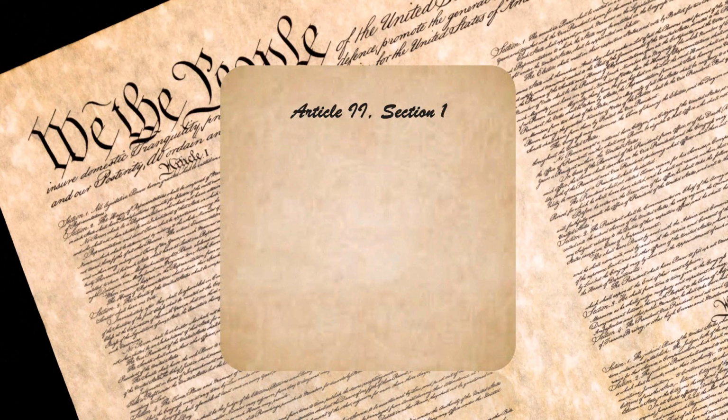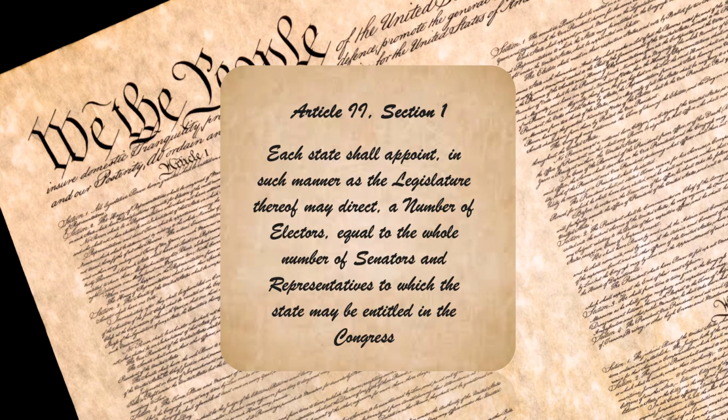Article 2, Section 1, as modified by the 12th Amendment of the U.S. Constitution, outlines the nature and function of the Electoral College, providing that each state shall appoint, in a manner as the legislature thereof may direct, a number of electors equal to the whole number of senators and representatives to which the state may be entitled in the Congress.